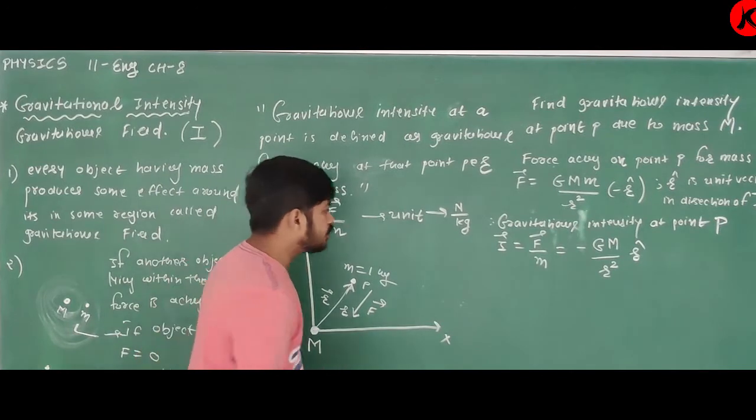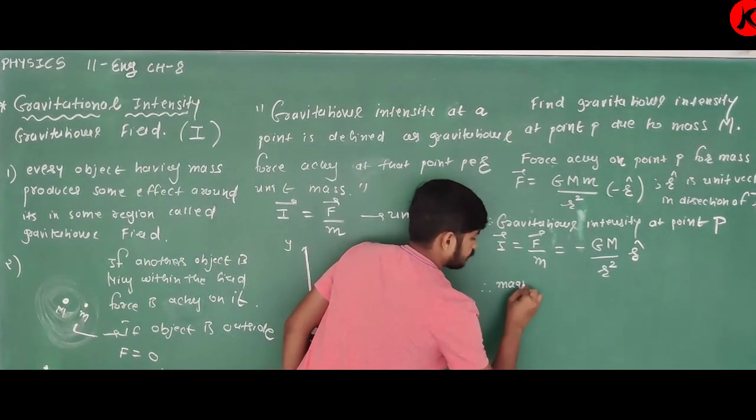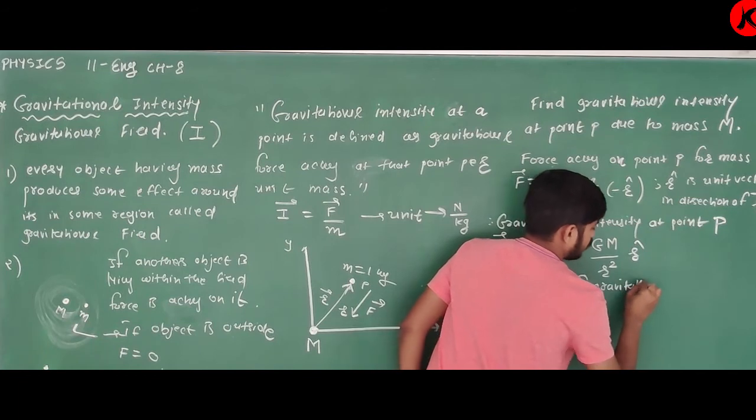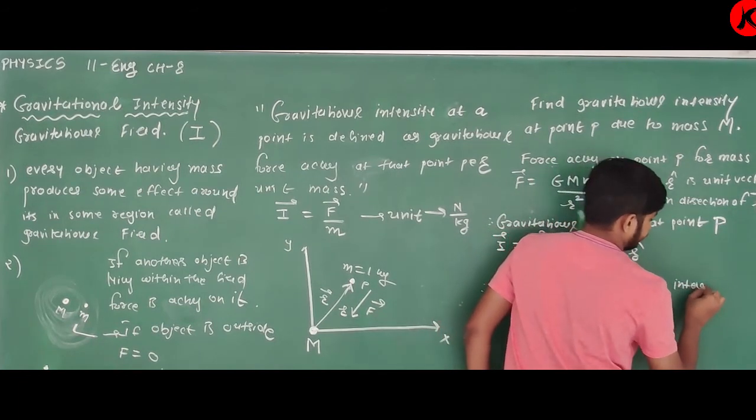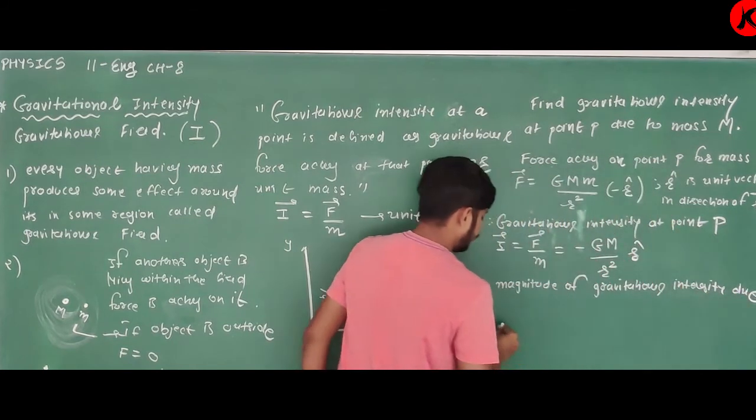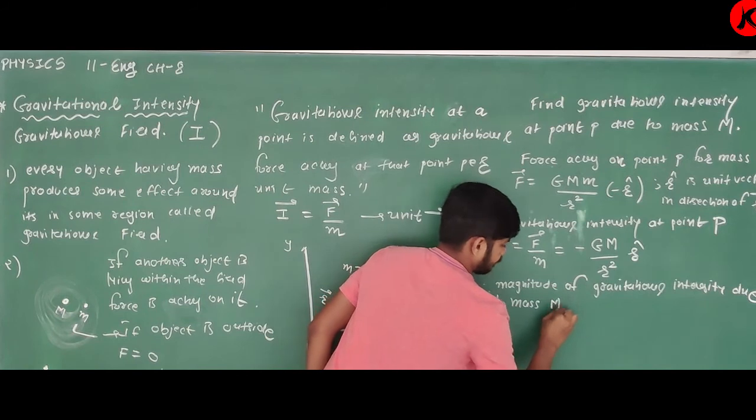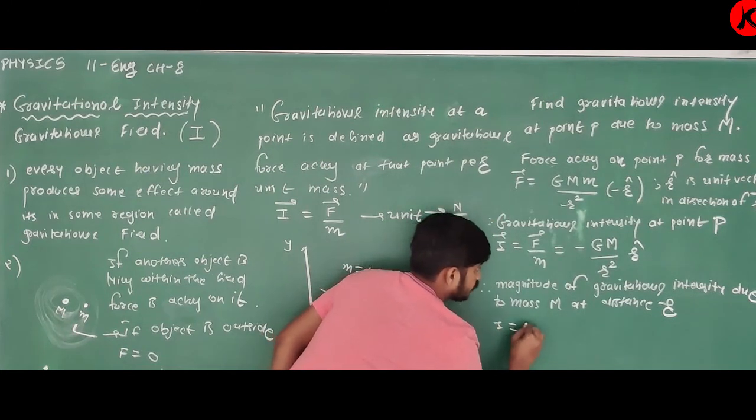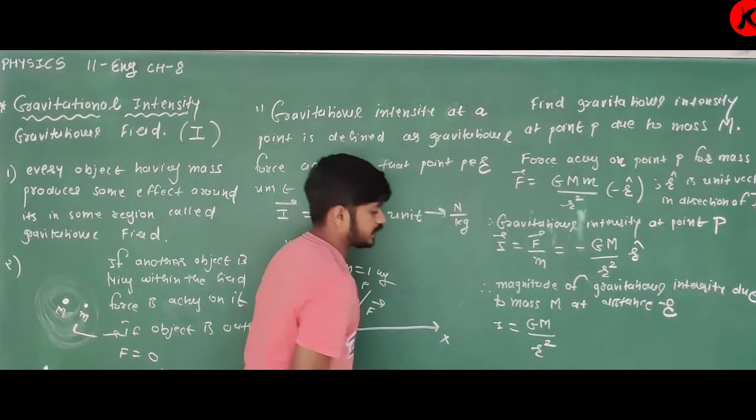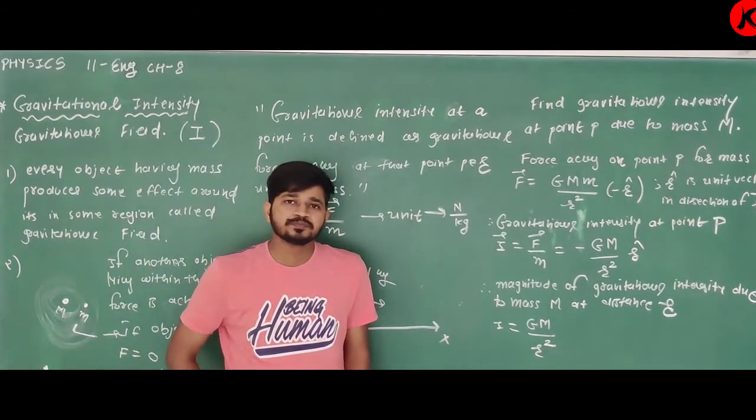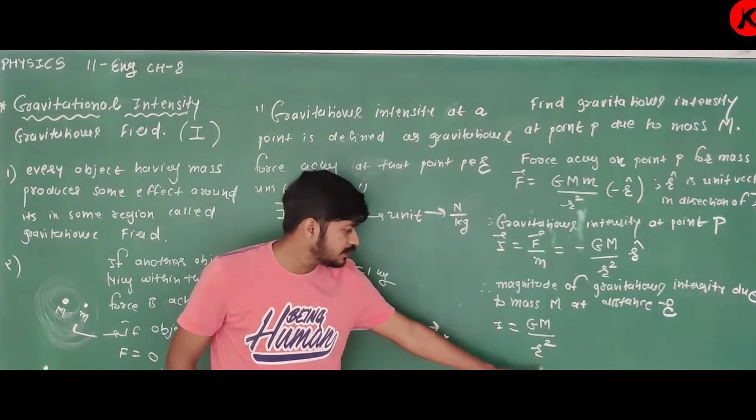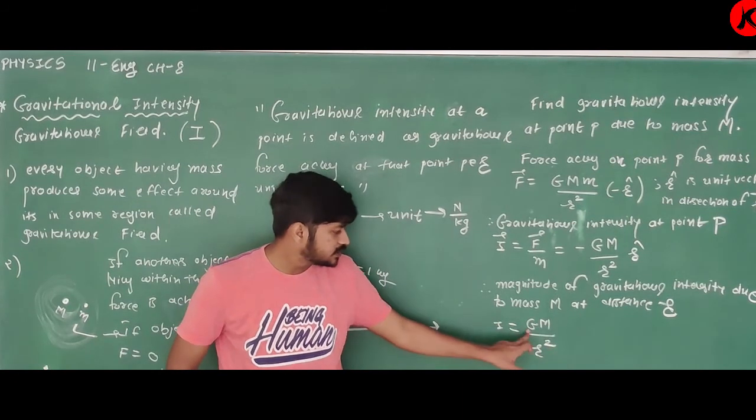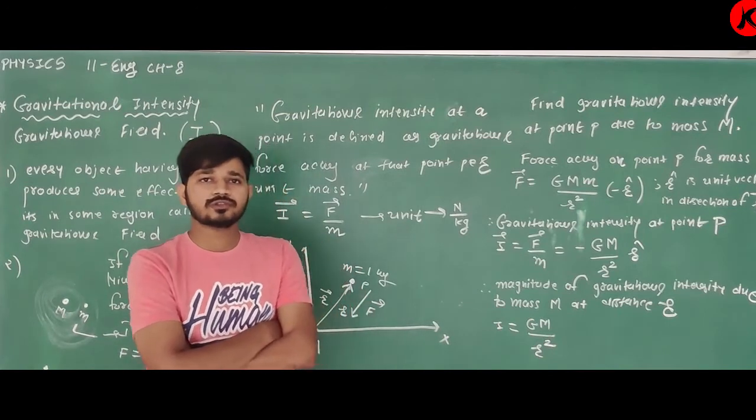If you want to write only the magnitude, then the magnitude of gravitational intensity due to mass M at distance r is I is equal to GM upon r square. Simple. Due to mass M at distance r, gravitational intensity I is equal to GM upon r square. Clear about this?